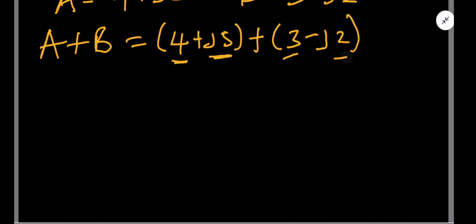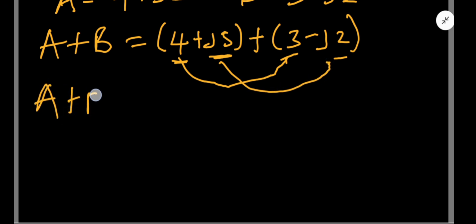Same thing for this. So adding them together means take this real part, add it to this real part. Take this imaginary part, add it to this imaginary part. So we're going to have that a plus b is going to be what? 4 plus 3 will give us what? 7. We've gotten the real part.